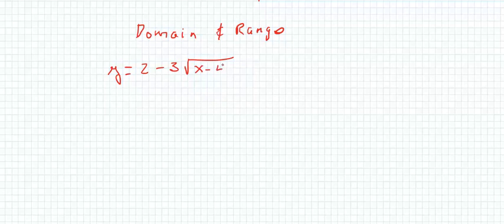Domain and range. If we have a graph, y equals 2 minus 3 times square root of x minus 4, the domain and range is very simple. The domain, we just look at x minus 4 greater than or equal to 0, always greater than or equal to 0 in the radical, so x is greater than or equal to 4.